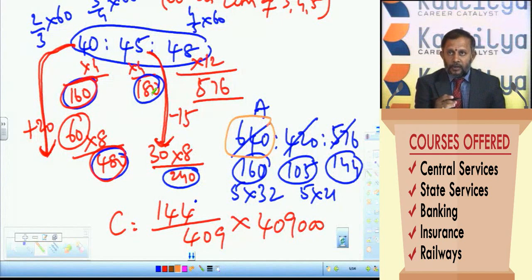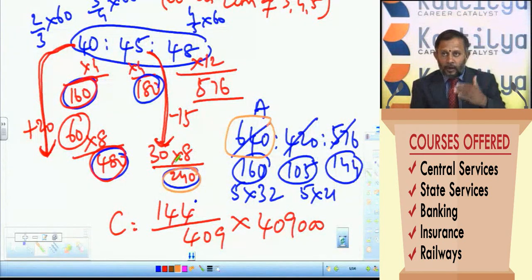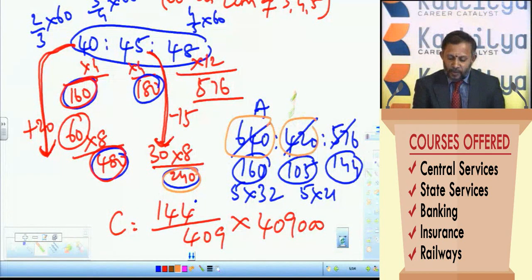Next, his investment is decreased by 1/3. So we have to calculate 1/3 of 45 as 15. 45 minus 15, 30. These 30 remain constant for the next 8 months. So 30 into 8, 240. All these statements given by me must be expressed on paper. So 180 plus 240, 420, that is the investment of B.